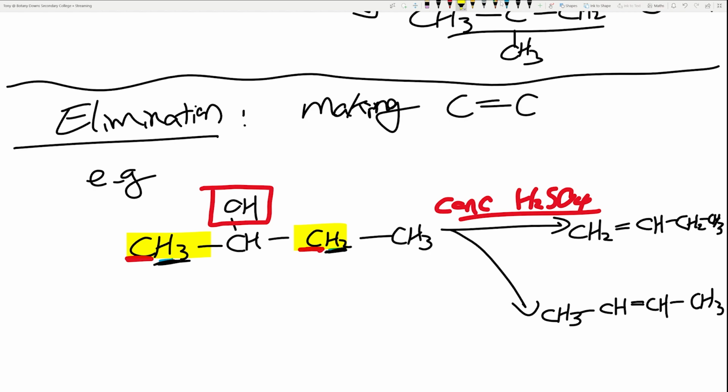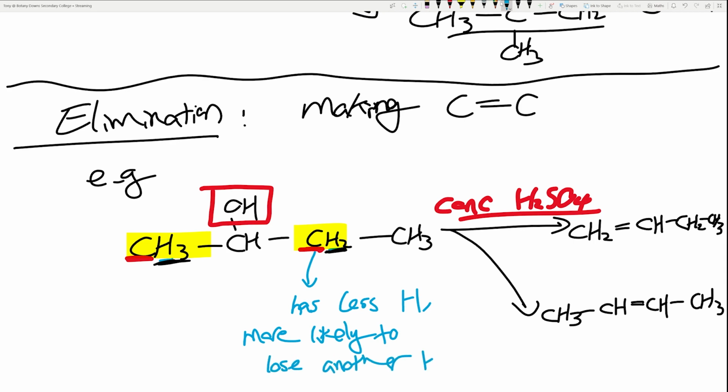So how do you know which one's major, which one's minor? You look at these two carbons. This carbon right there has fewer hydrogens. So when we are eliminating, remember poor gets poorer, but don't write that in the exam. It has fewer H's, so therefore it is more likely to lose another H. So when that loses another H, which is this one, this is major, and this is minor.